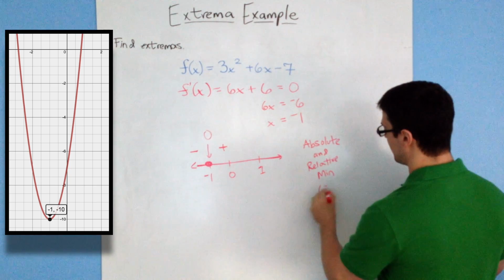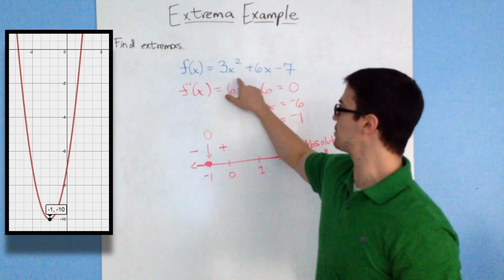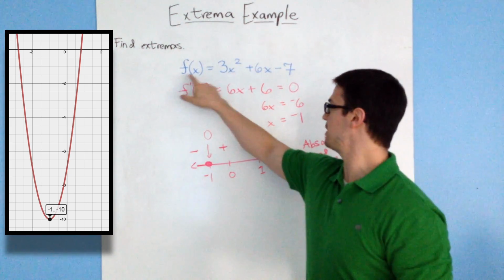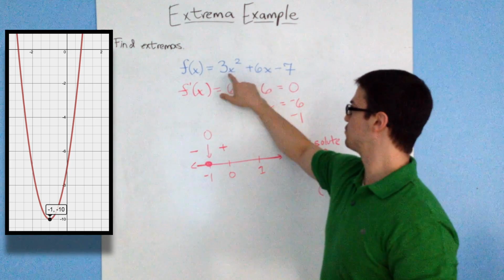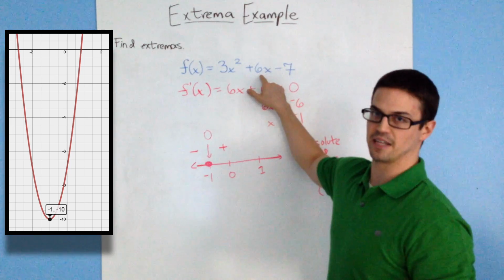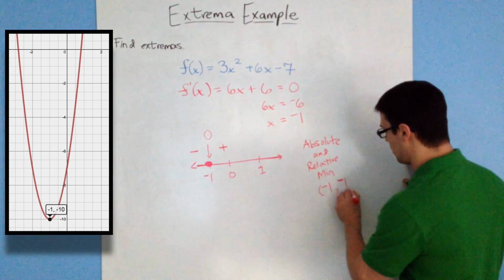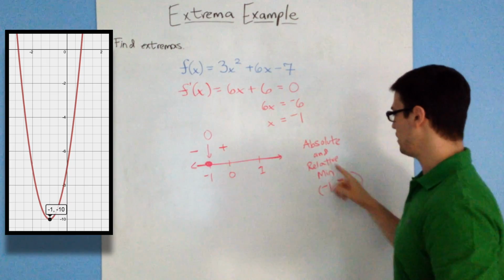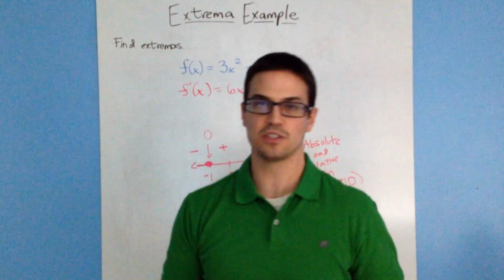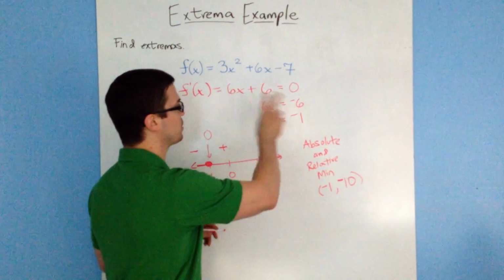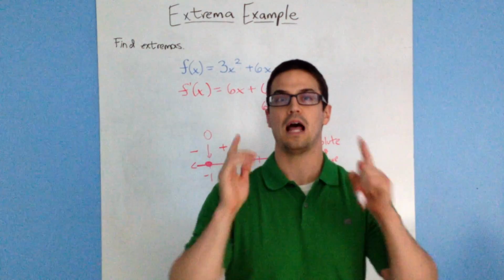And it's at x equals negative 1, and then you've got to plug this negative 1 into the original function to figure out what the y coordinate is. So we have negative 1 squared is 1, so 3 times 1 is 3, plus negative 6, which is negative 3, minus 7 is negative 10. So we would have an absolute and relative min at negative 1, negative 10. So if you have any questions on how to do this example using critical numbers to figure out the absolute and relative min or max, let me know.